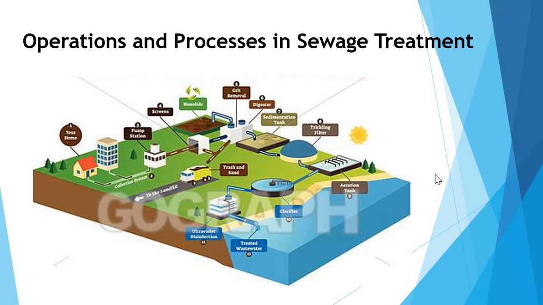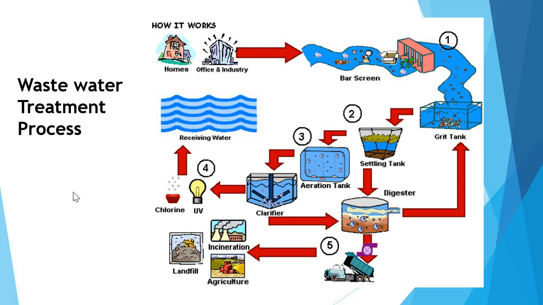Again, this is the same kind of explanation but with a different presentation. As we see, there is a need for a pumping station, screens, grit chamber, sedimentation, trickling filters, aeration tanks, clarifiers, and treated wastewater, disinfection here, and then the sludge removal here, and this treated sludge will be removed to the agricultural field or to the landfills for its decomposition. And this is another way of representing it.